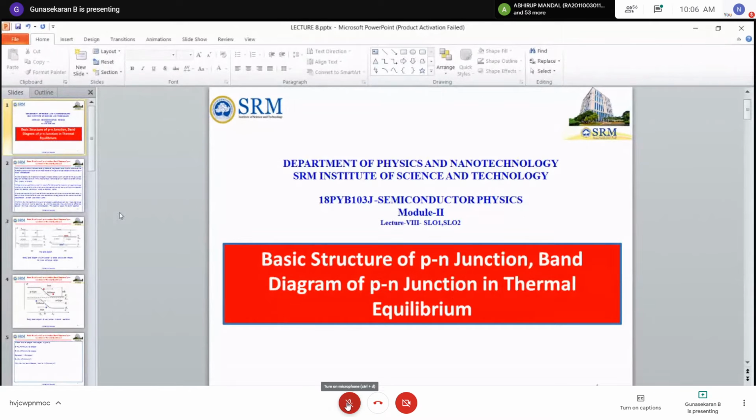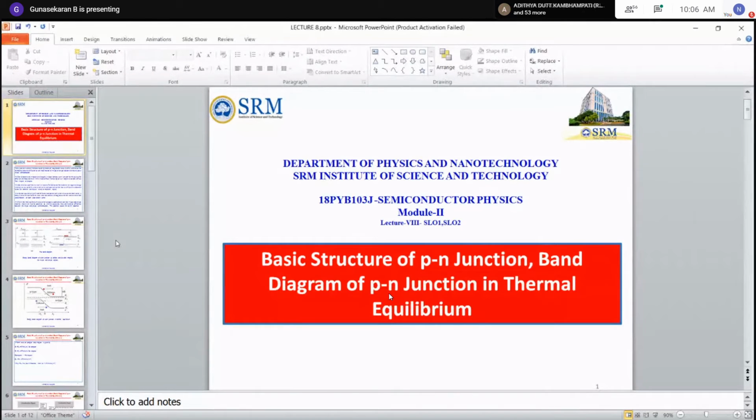Today we are going to see the basic structure of the PN junction, the band diagram of the PN junction in thermal equilibrium, and the forward bias and reverse bias junction. The diode is connected to forward bias and also to reverse bias. So these four topics we are going to discuss. First, the basic structure of the PN junction.